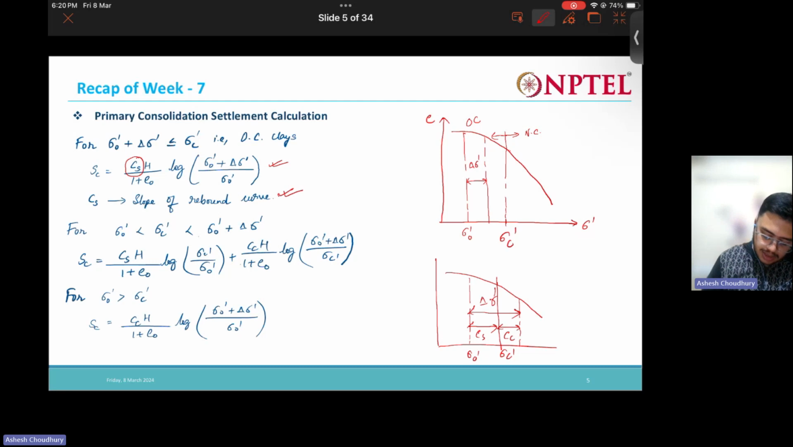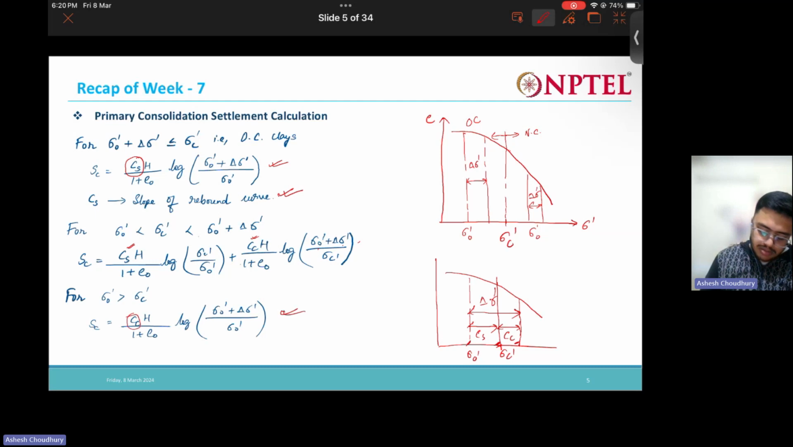So you can see that is done here. So here we use CC and CS, and in the second part, when the stress is here, from here to here we use the CC, and from here to here we use the CS. Okay, and the last is where both of these are in the normally consolidated portion. So in that case you only use the CC.